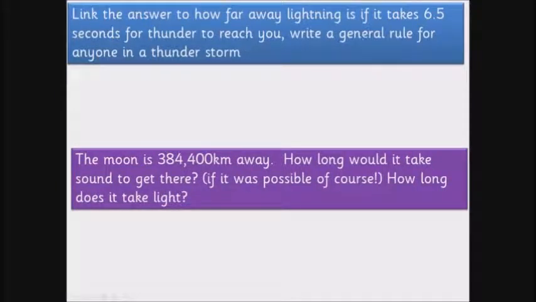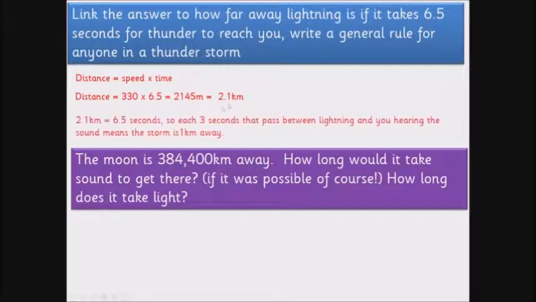So link the answer to how far away lightning is. If it takes 6.5 seconds for thunder to reach you, write a general rule for anyone in a thunderstorm. So distance is speed times time. We know that the speed of sound is 330 metres per second. If it takes 6.5 seconds, that's 330 times 6.5, which is about 2,145 metres or 2.1 kilometres. So a general rule might be: if 2.1 kilometres is 6.5 seconds, approximately each 3 seconds that pass means the storm is 1 kilometre away. So you could say count the seconds, and each 3 seconds is 1 kilometre is a nice quick rule.